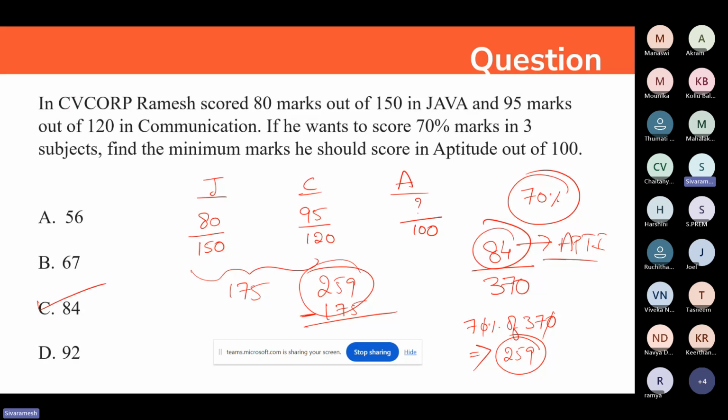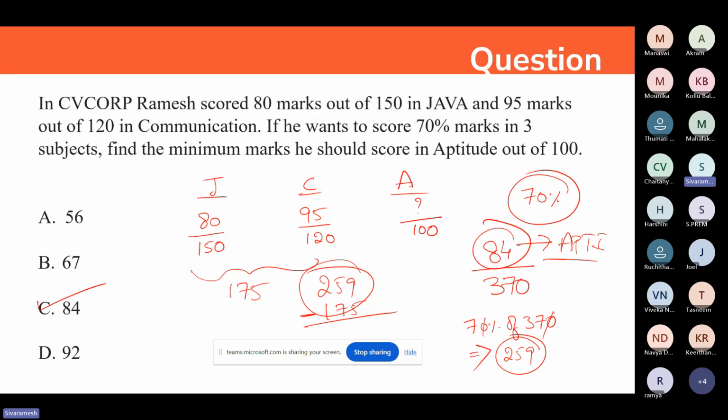See, very simple, guys. First, what you need to do is see how many subjects there are and for how many marks they are conducting the exam. Just first calculate total marks. Total marks I got as 370. Now I need to score 70% in all three subjects. 70% of 370, I calculated as 259. Already I scored in Java and communication 80 and 95 marks, so total will be 175. Remaining marks out of 259, I should score from aptitude. So that's how we got the answer 84.